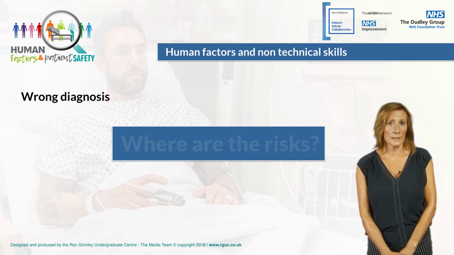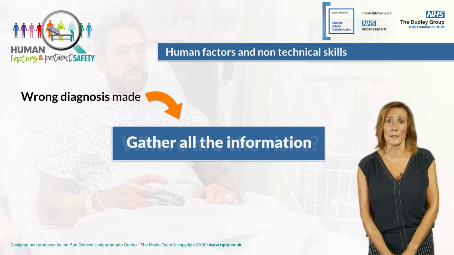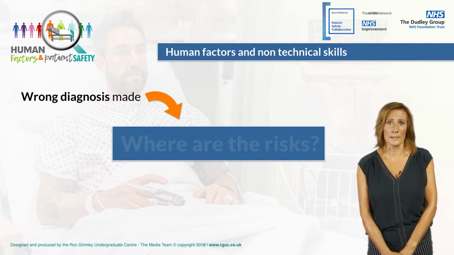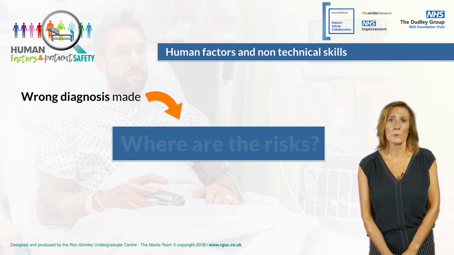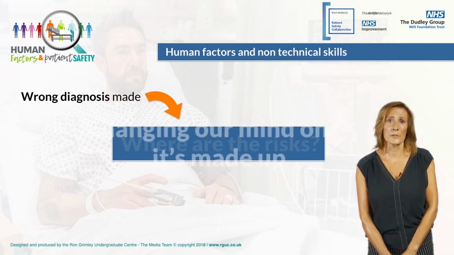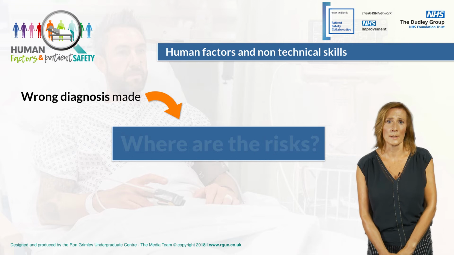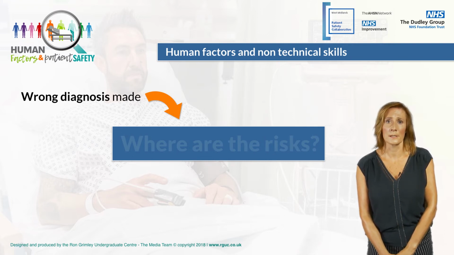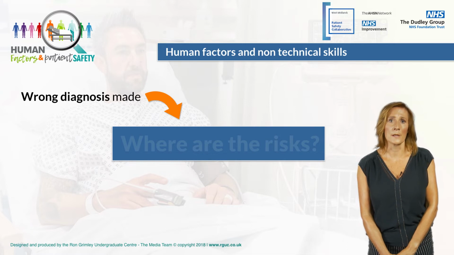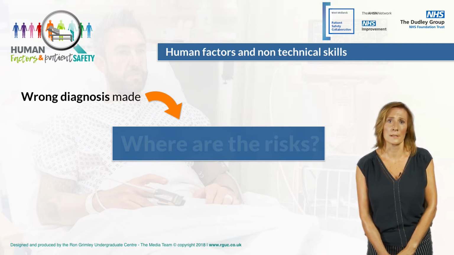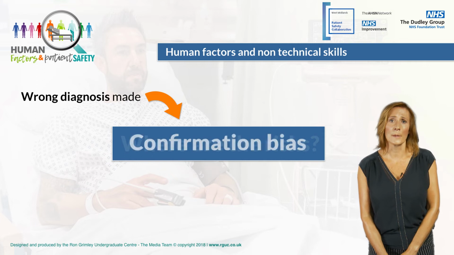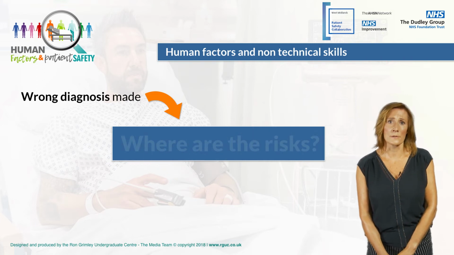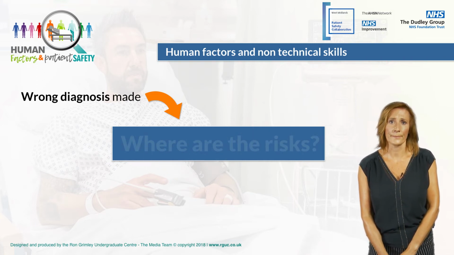If we make a wrong diagnosis of a patient condition because we didn't gather all the information in the first place, or we don't consider the alternative options, we'll deliver the wrong treatment. As human beings, we're not very good at changing our mind once it's made up, so we either ignore information which doesn't fit with our diagnosis, or we'll make subsequent information fit our initial diagnosis. This is referred to as confirmation bias and can be a source of error in treating patients.